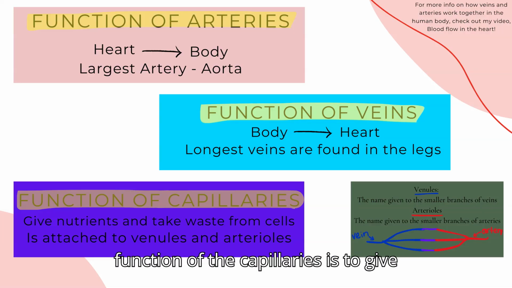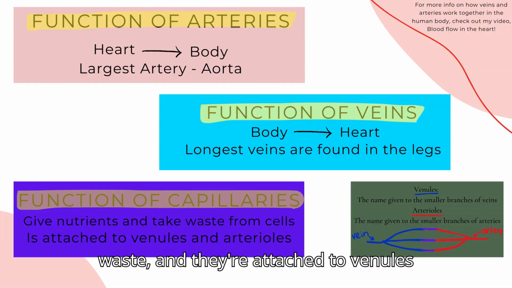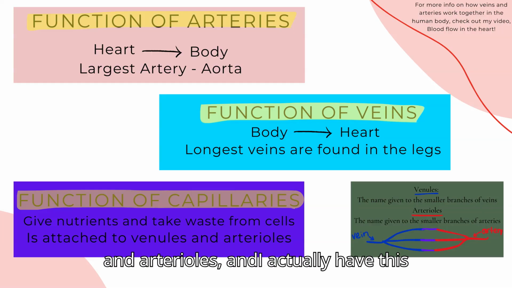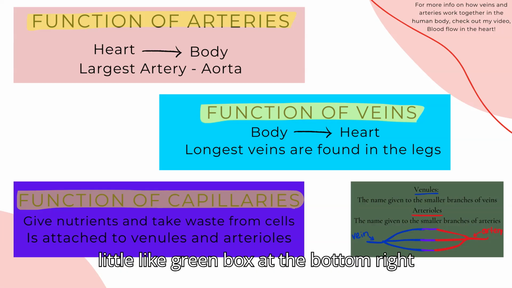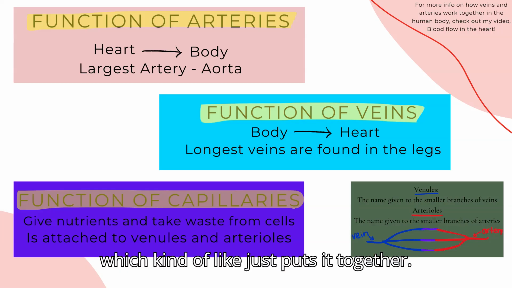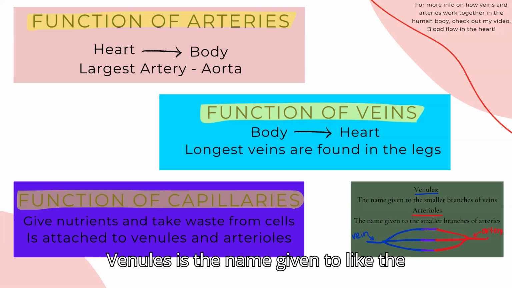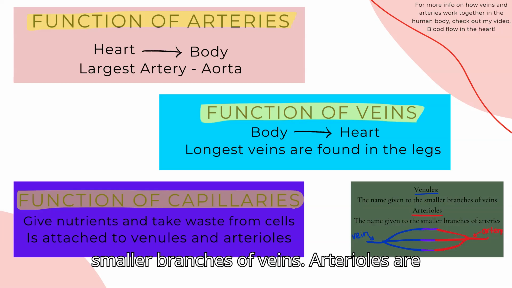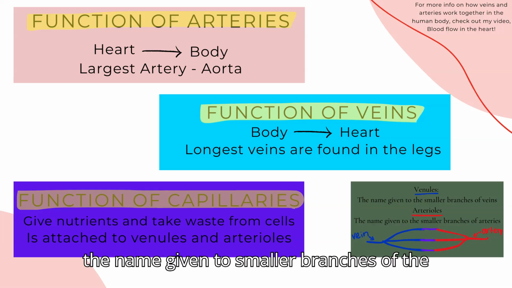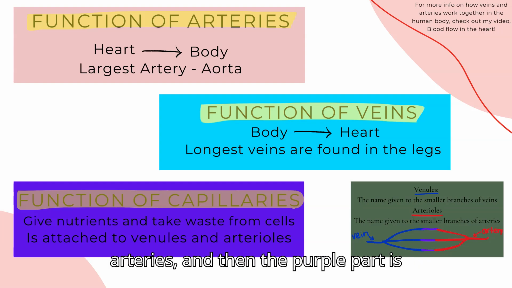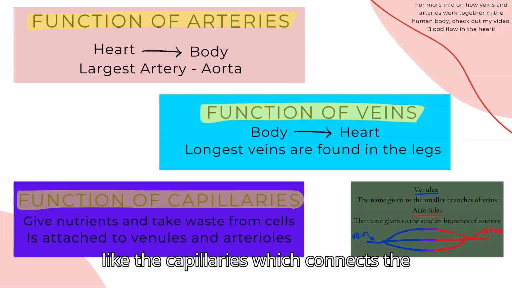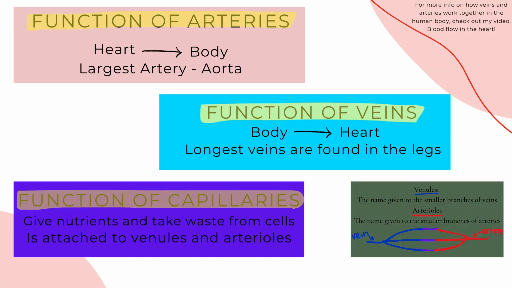And the function of the capillaries is to give nutrients to cells and then take their waste. They're attached to venules and arterioles. I actually have this little green box at the bottom right, which puts it together. Venules is the name given to the smaller branches of veins. Arterioles are the name given to smaller branches of the arteries. And then the purple part is the capillaries, which connect the two.